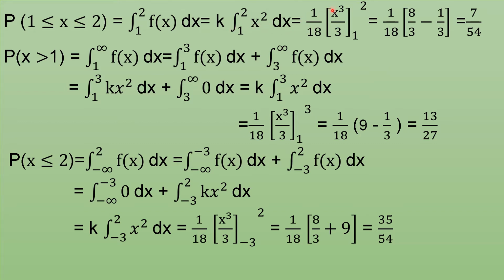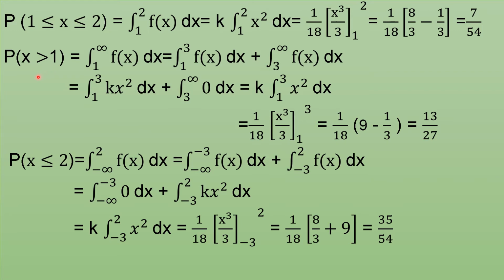Integral of x square is x cube by 3. Difference at the upper and lower limit 2 and 1. So 1 by 18 into putting x as the upper limit, 2 cube is 8 by 3, minus putting x as the lower limit, 1 by 3. 1 by 18 into 8 by 3 minus 1 by 3 means it is 7 by 3. So 7 divided by 18 into 3 is 54. Probability that x will be greater than or equal to 1, less than or equal to 2 is 7 by 54.